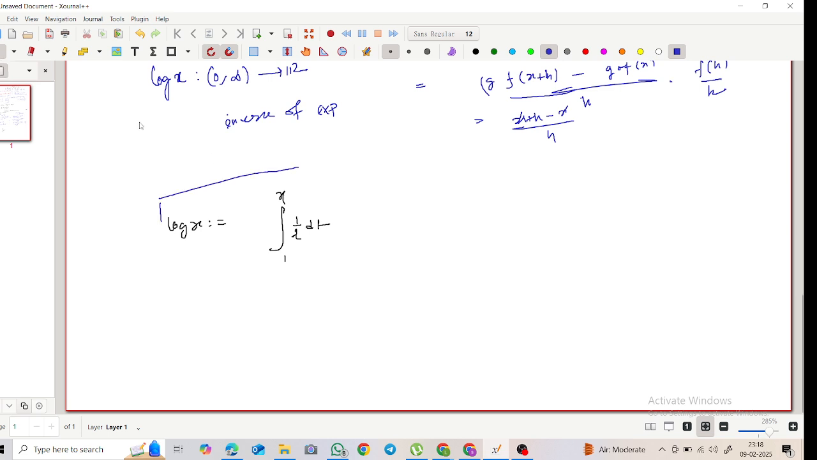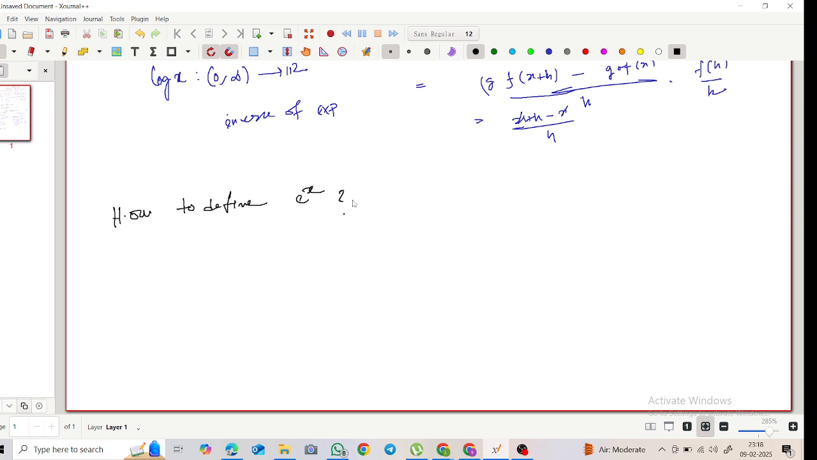Okay, wait a minute, let's finish the above discussion first. So Vishek, you define e to the power x and you define log x to be its inverse, right? Inverse function. Now my next question is how to define e to the power x. Don't tell me inverse of log.